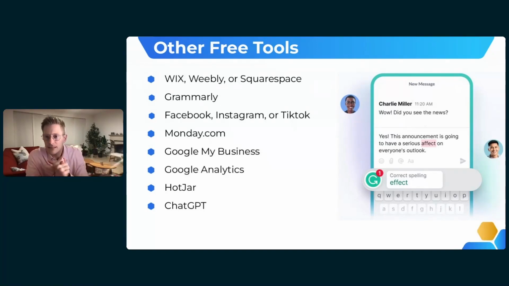There's also Google My Business. Look at how your business shows up in Google Maps and when people do searches. Google Analytics, we didn't go through those, but it's another way to look at how your site's performing. Hotjar, if you want to look on your website where people are clicking and how, it can even show you heat maps. And then last but certainly not least, for any and all of your client-facing communications, ChatGPT is an incredible resource that you can use.